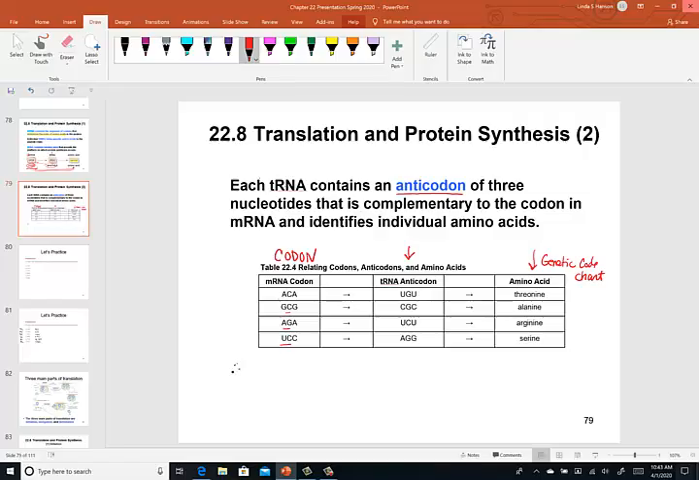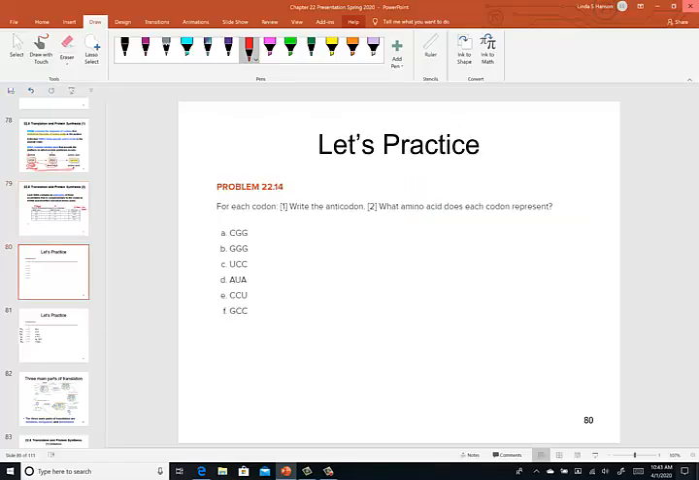So let's practice that. Here we have a little practice problem that says, write the anticodon and then tell me what amino acid it's coding for. So think about this. This is the messenger RNA. These are the codons given to us. On the messenger RNA, we see the codon CGG. What would the anticodon look like? And to complete that chart, tell me what amino acid it's coding for.